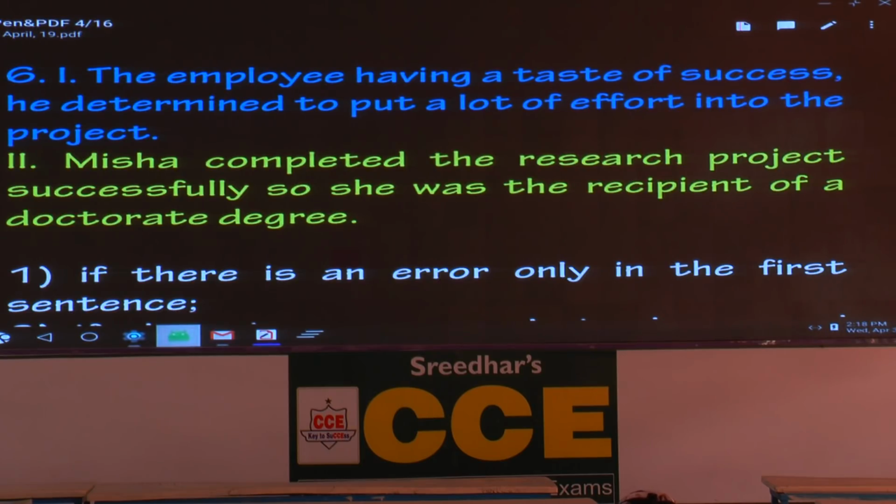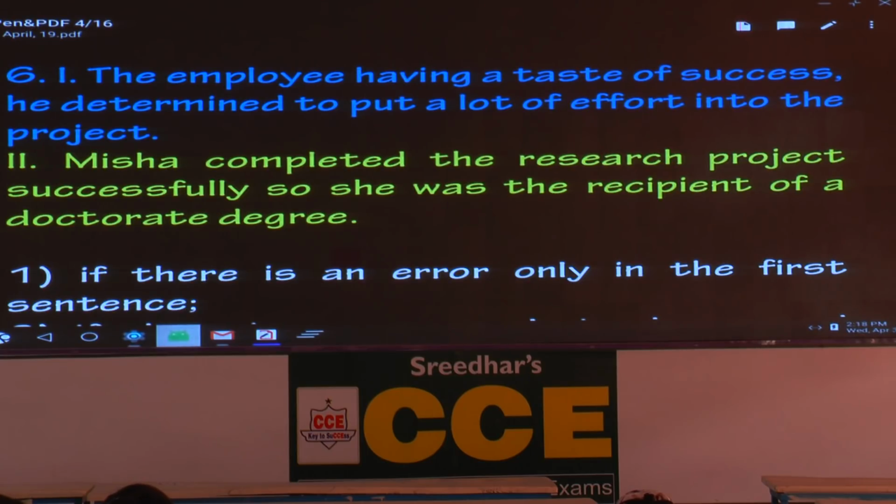The employee having a taste of success. After that, you have to use the employee. Having a taste of success, the employee determined to put a lot of effort into the project. Means he made a firm decision. Means what? He made a firm decision. That means there is an error in the first sentence.